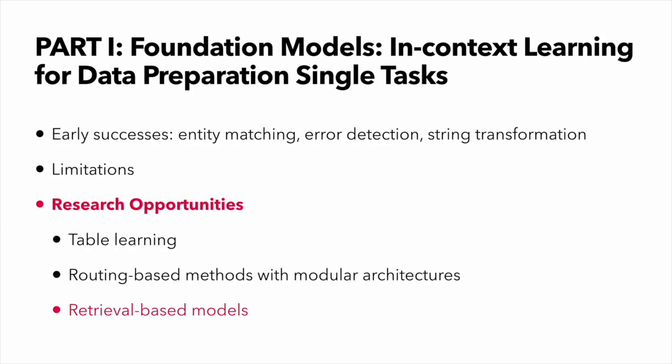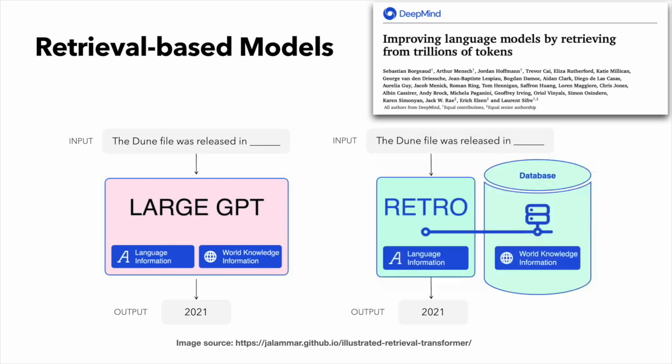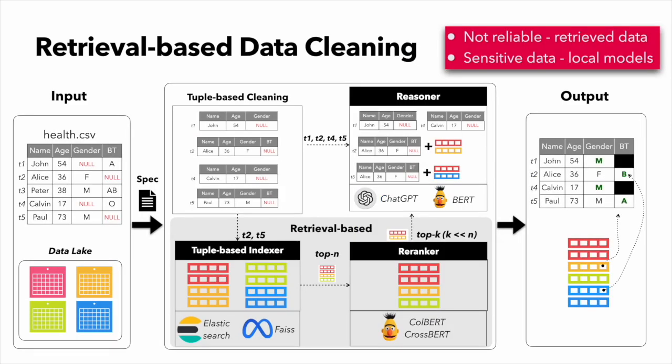Okay. The third opportunity is retrieval-based models. Large language models like GPT or ChatGPT encode everything into their parameters. They answer the question by using their parameters to generate output. But the retrieval-based idea tries to separate the language model and the database information. So in a retrieval-based method, for any question, it will retrieve or search relevant datasets, tuples, or text from the database and put this into the model to be answered. We'll talk about retrieval-based data cleaning work along this line.